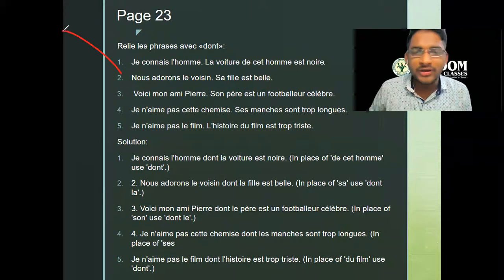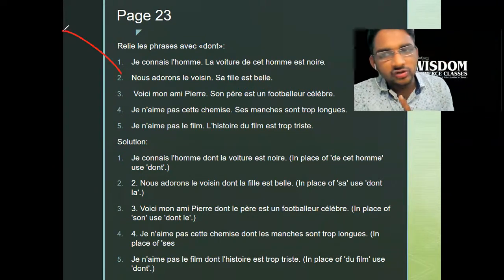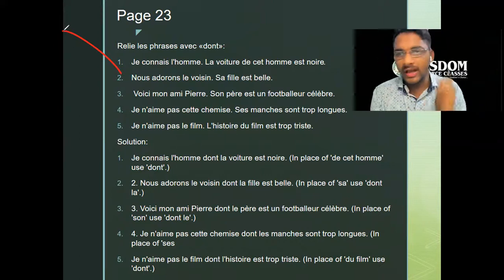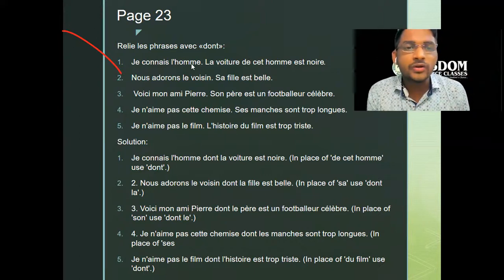Je connais l'homme, I know the man. It is very important to know the English translation. And when are you going to know that? When you will sit and study the vocabularies. बैठो और पढ़ाई करो और मेहनत करो बच्चे लोग. So I know the man.